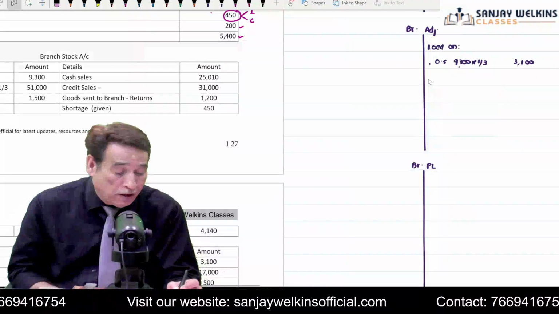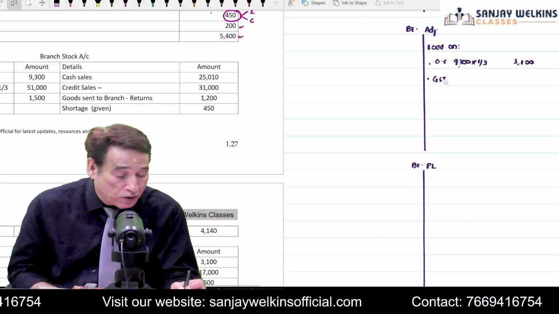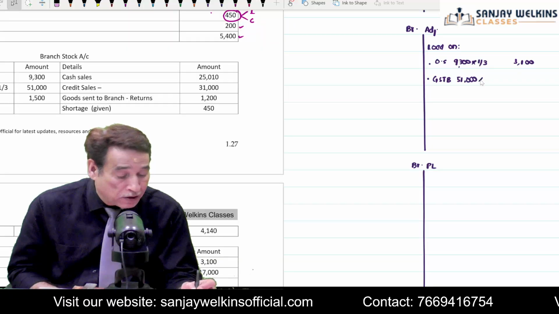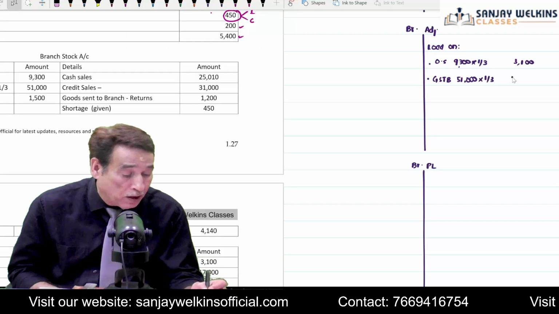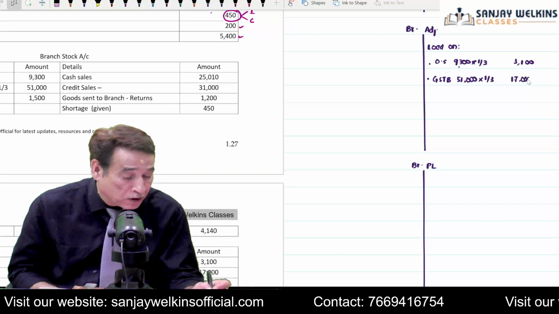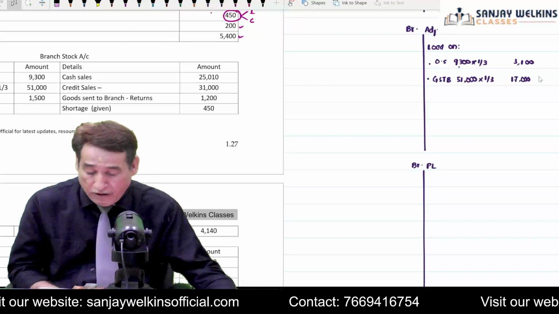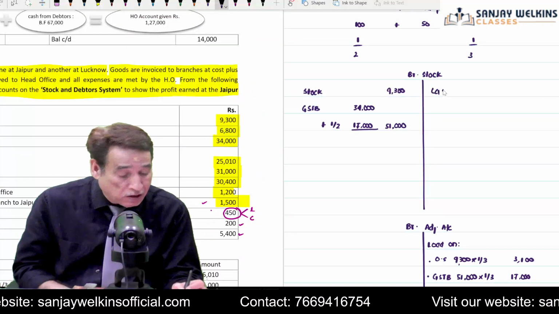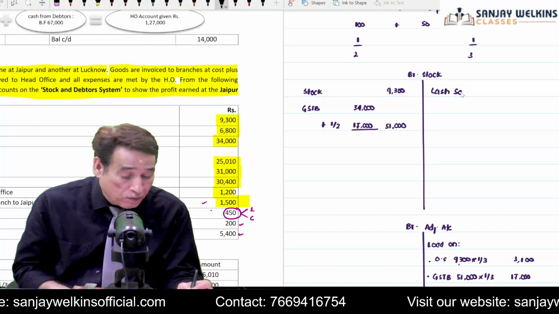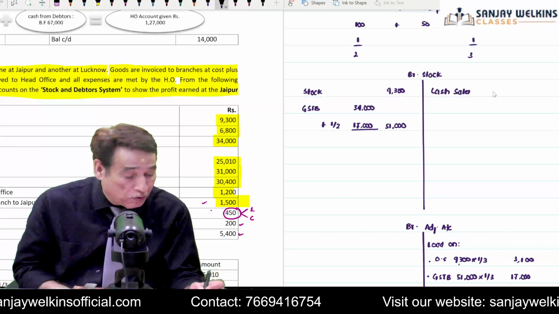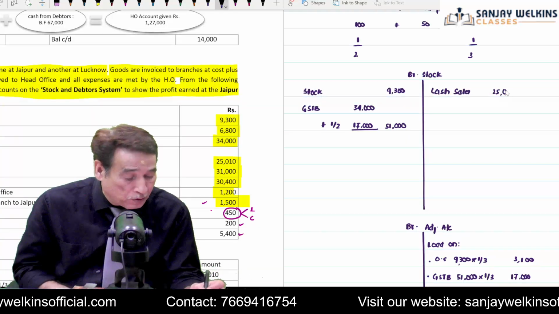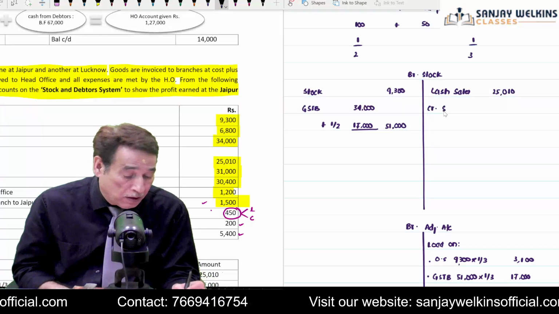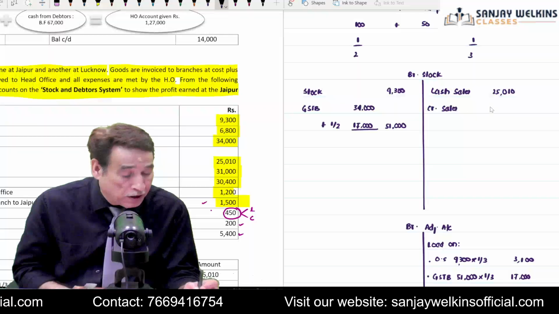We will take the loading. We will write here goods sent to branch account. Now this is at invoice price 51,000. So I will write 1/3 to find out the loading. Obviously the loading will be 17,000. I can straight away write 17,000. Then cash sales and credit sales are given in this particular question. So cash sales, I will write here. Amount of cash sales which is given to us is 25,010. And then we are being given credit sales also. An amount of credit sales is actually 31,000.